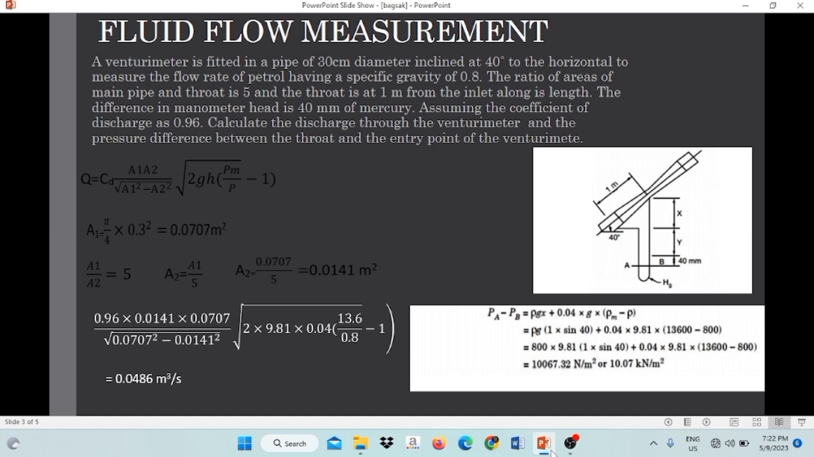So we're going to input them all. 800 times 9.81 times 1 times sine 40 plus 0.04 times 9.81 times 13,600 minus 800. This 800 density came from the specific gravity of 0.8 of petrol times the density of water, which is 1000, so 800. So our pressure difference between the throat and the entry point of the venturimeter is 10,067.32 Newton per meter squared, or 10.707 kilonewton per meter squared.